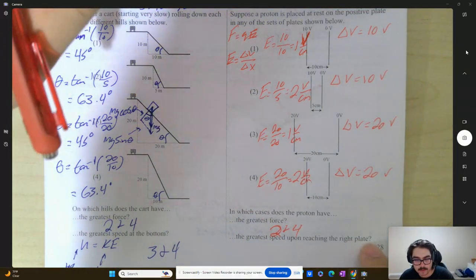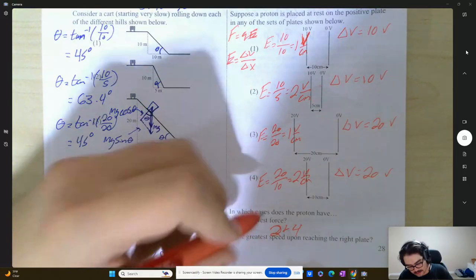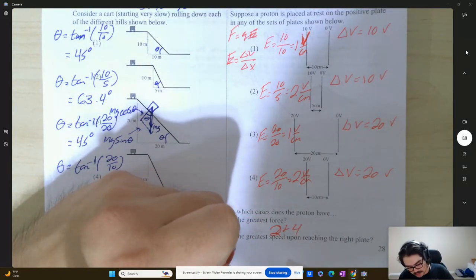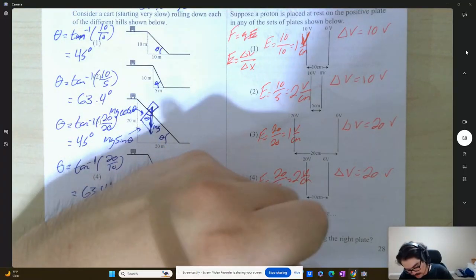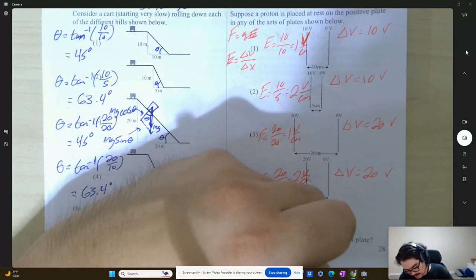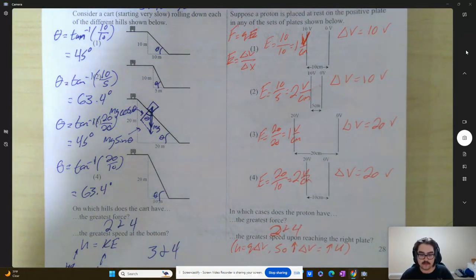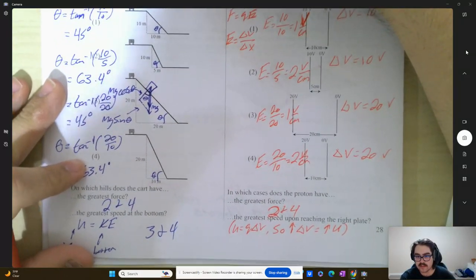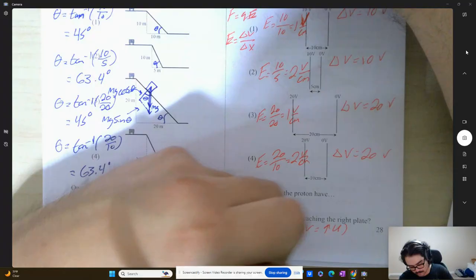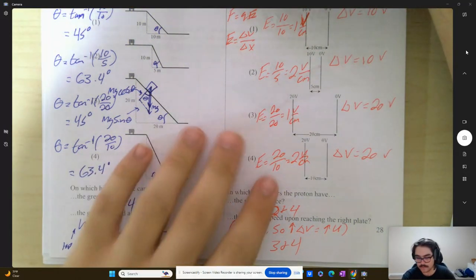The greatest speed upon reaching the right plate is going to be related to the potential, because you know that the electric potential energy is Q delta V. So if you increase delta V, you increase the potential energy overall, which means you increase the kinetic energy as well. So which one has the greatest delta V? It's going to be 3 and 4. Pretty straightforward, nothing too crazy.